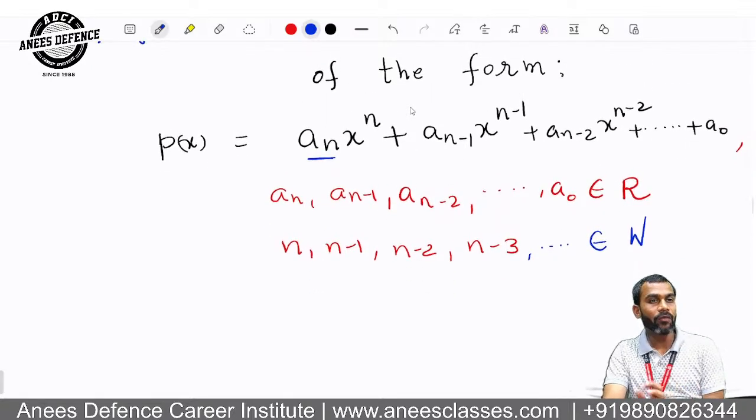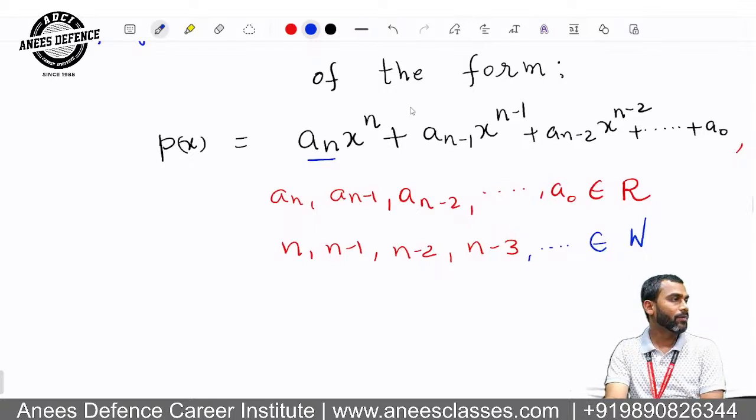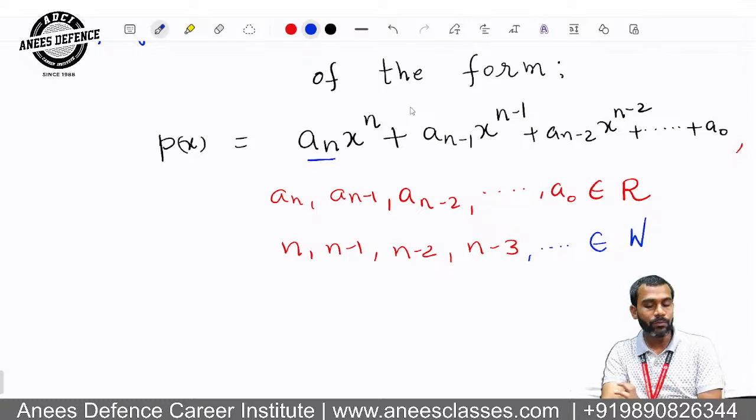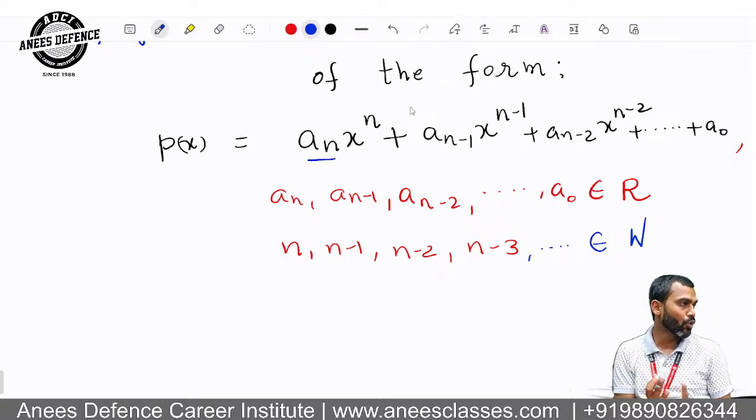In each term, the power of the variable should be the power of the same variable, since we are discussing only single variable. Yes or no? One variable will be there. So the power of the variable in each term should be a whole number. It could be 0, 1, 2, 3, and so on. So this is the condition.